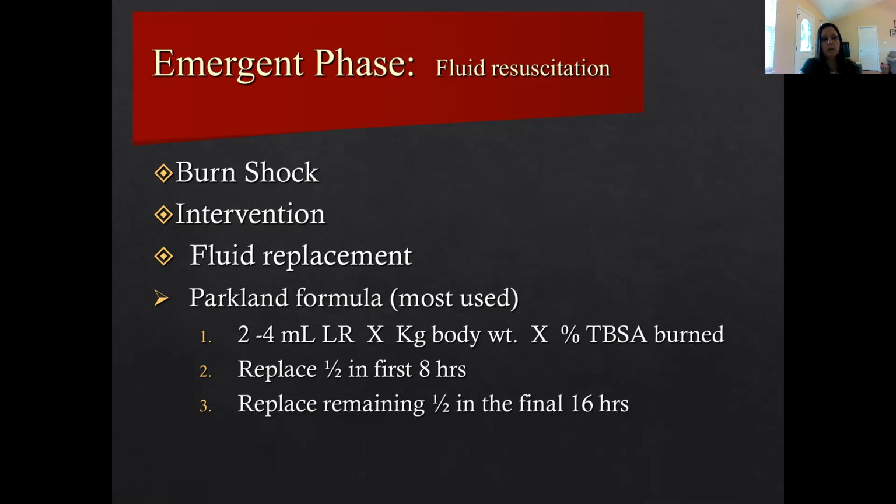Another way that we know fluid resuscitation has been effective, we talked about our urine output, so the amount, but also look at the color, especially when we talk about the rhabdomyolysis with electrical burns. Is it less burgundy? Is it starting to clear up some? Is there less sediment?